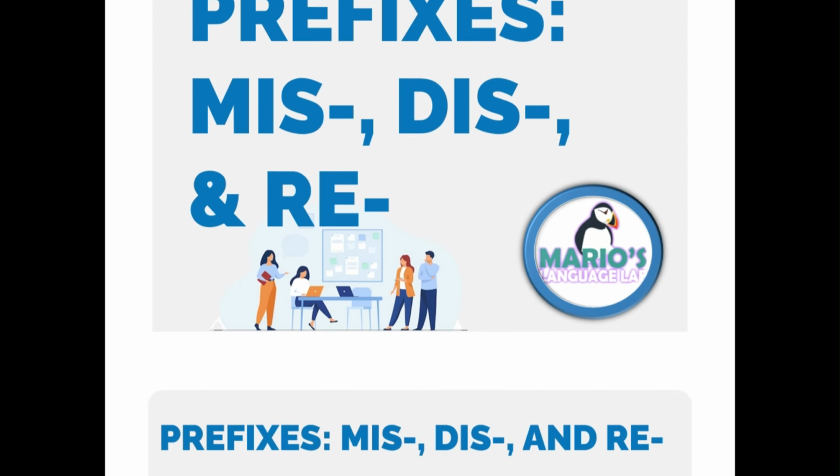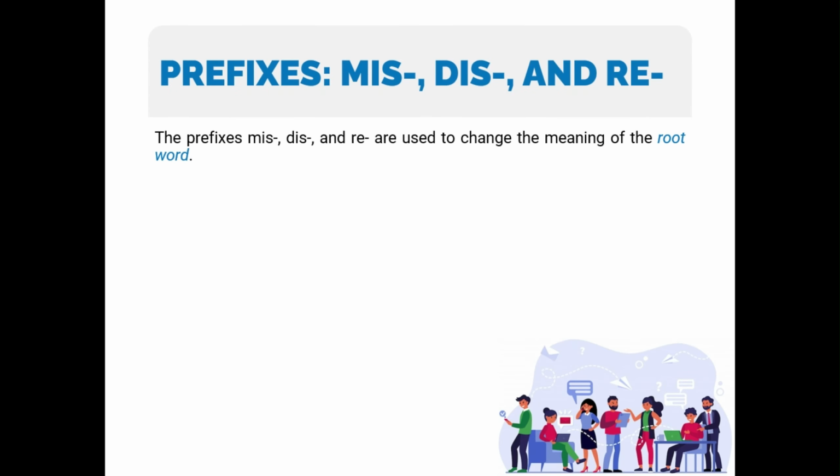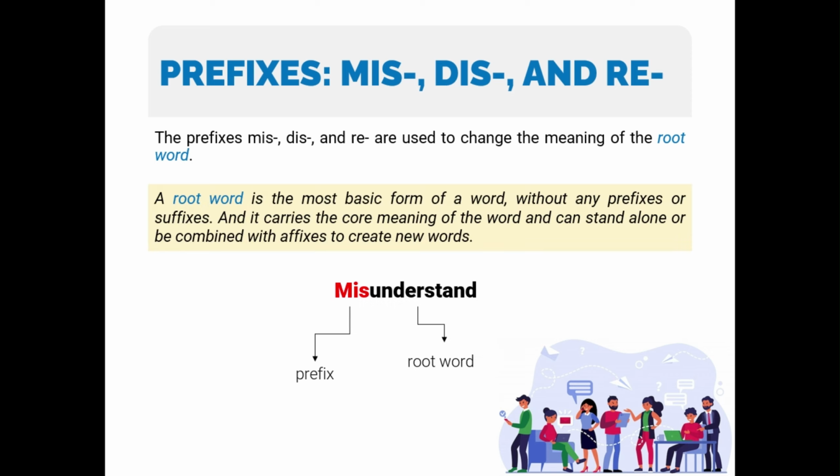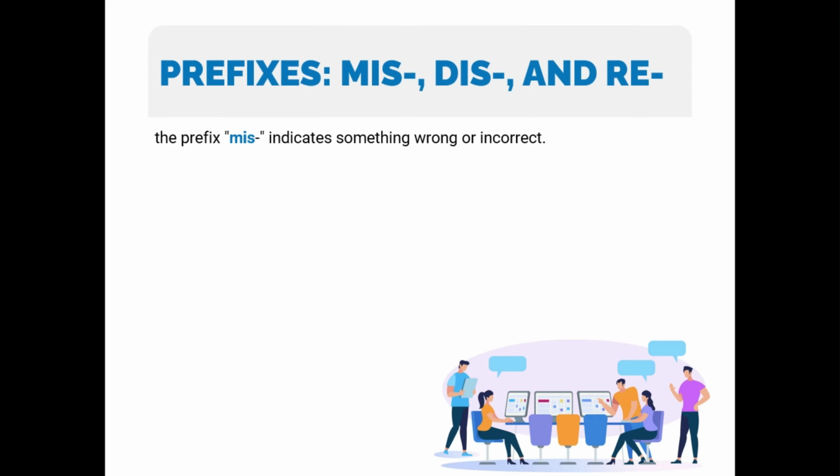Now, the prefixes mis, dis, and re are commonly used in English to change the meaning of the root words, and each one has a specific function. Please remember that a root word is the most basic form of a word, without any prefixes or suffixes, and it carries the core meaning of the word and can stand alone or be combined with affixes to create new words. On the one hand, the prefix mis indicates that something is wrong or incorrect.